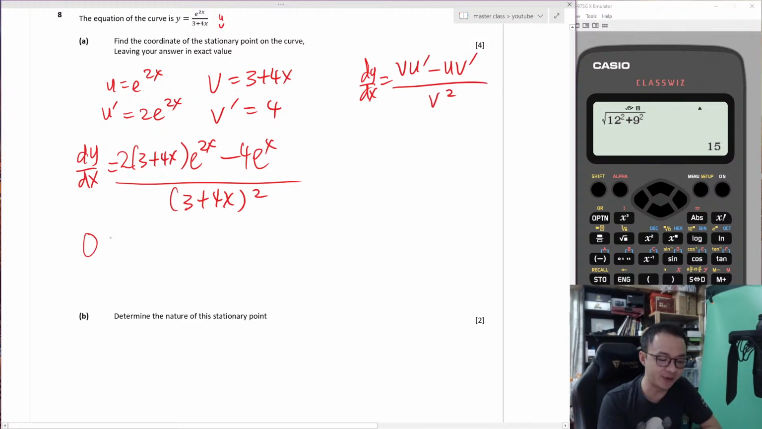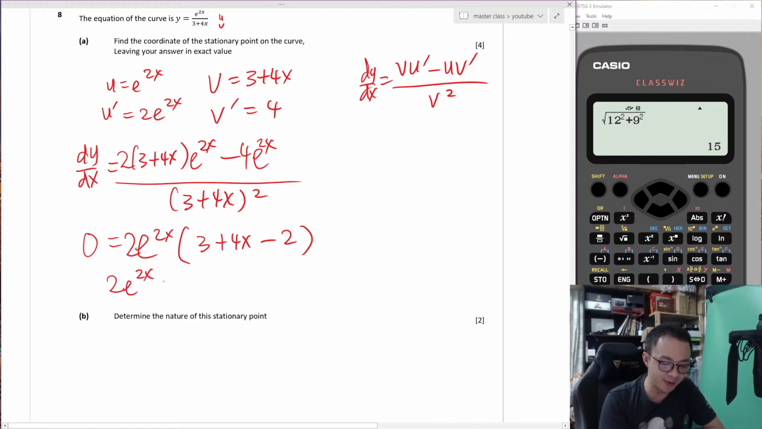Okay, so I will make it equal to 0. Then denominator multiply 0 is no more denominator already. Then I will factorize out the 2e^(2x) here, so here I still have 3 plus 4x minus 2 left. So here I have 2e^(2x) equals 0. This one is rejected because e cannot equal 0, so this one is undefined. Then here, 4x plus 1 equals 0, so x equals negative 1 over 4.